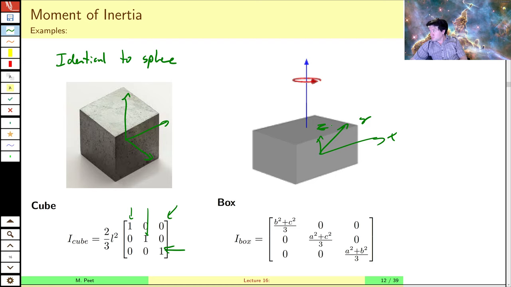And in here we haven't labeled what A, B, and C are, but we can figure them out. So this is IXX, this is IYY, and this is IZZ. So the obvious question is which length is, let's say, B? Well, obviously it's not in the x direction. It can't be B, because the principal moment of inertia about x doesn't depend on that.